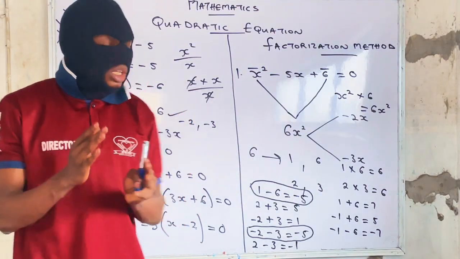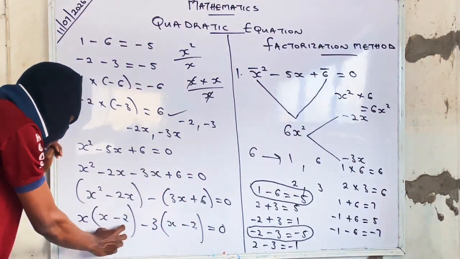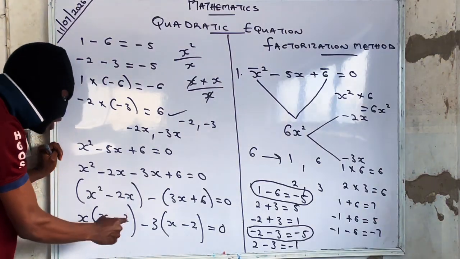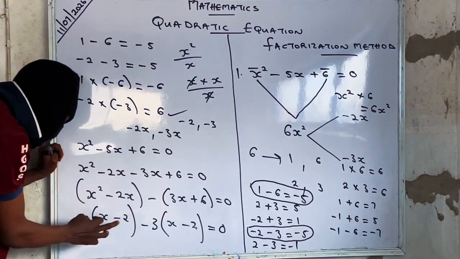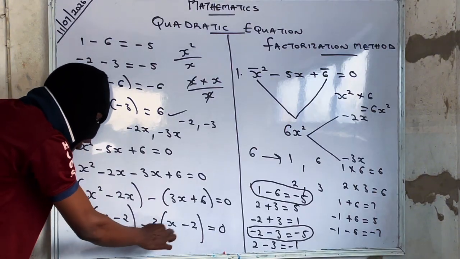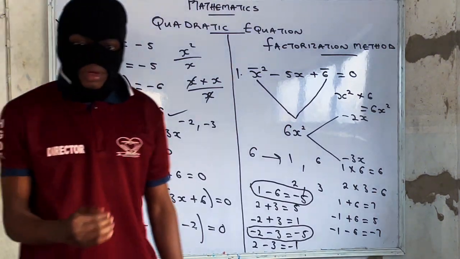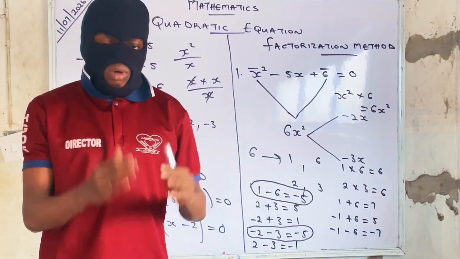Now for you to know that what you have solved is very correct, you must make sure that the expression in this bracket must be the same as the expression in the second bracket. If you look at it, x minus 2 and also x minus 2. If it is not the same, you have to check your workings very well.